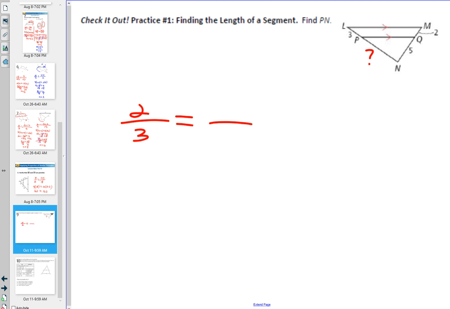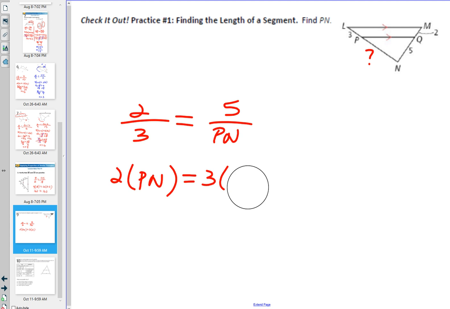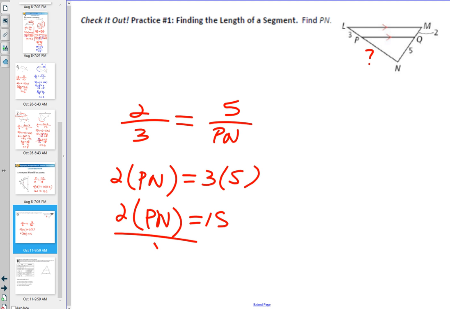Okay, you can say 5 over x. I'm going to just use 5 over PN instead of the x, but yeah. So when I cross multiply, 2 times PN is equal to 3 times 5, which is 15. 2 times PN is equal to 15, divided by 2, PN. We don't like decimals, but at least we don't have to round here. So 7.5.